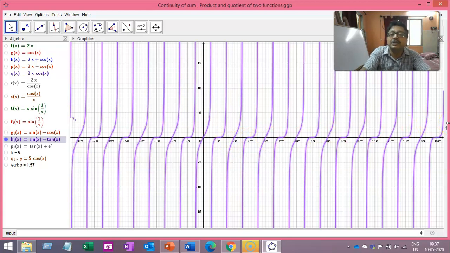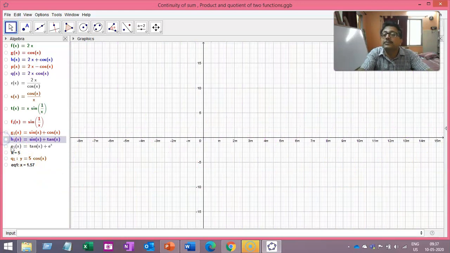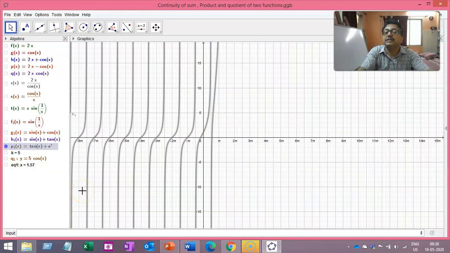All of you know this. So the function is discontinuous over there. Let us go for this thing: tan x plus e to the power x. The e to the power x graph I showed you so many times. If you want to see it again, I don't have any problem.